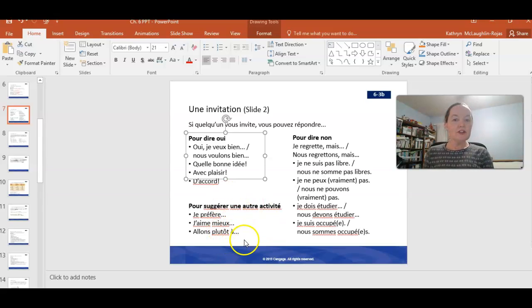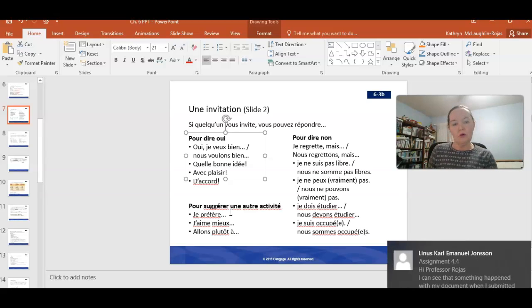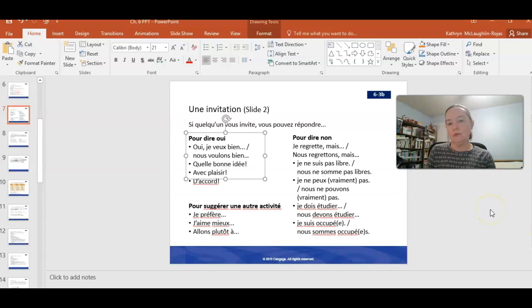Okay, if you wanted to suggest another activity, pour suggérer une autre activité, je préfère. So if somebody says to you, tu veux aller au cinéma? Non, je préfère aller au café. I would prefer to go to the cafe instead. Or j'aime mieux aller à la plage. Or I would like better to go to the beach instead. Or let's say, allons plutôt à, or let's go instead to, so it's like saying we instead. We could do this instead.